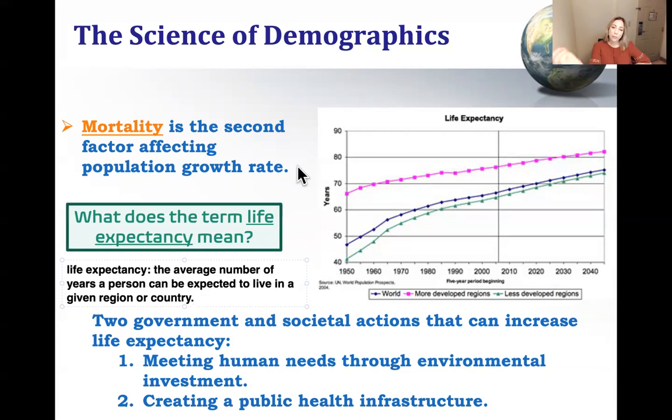So meeting basic human needs is something that will increase life expectancy, like sanitation or sewage systems. Also creating a public health infrastructure so that people can get vaccinated, they can get treated for diseases. So these are so important to raising life expectancy.